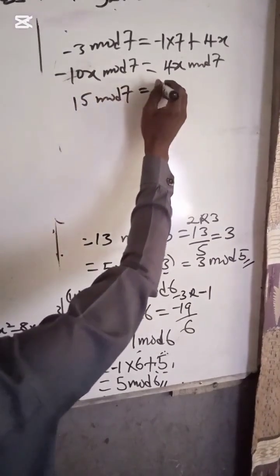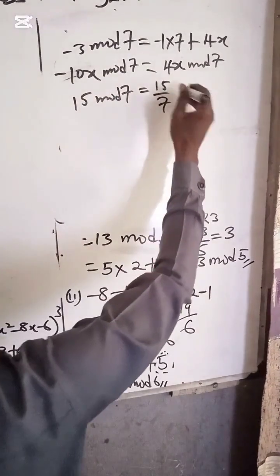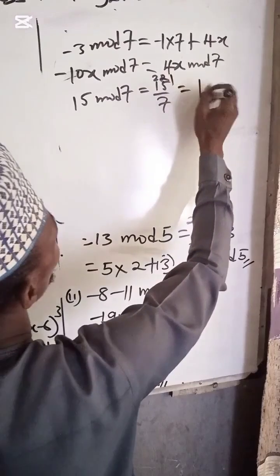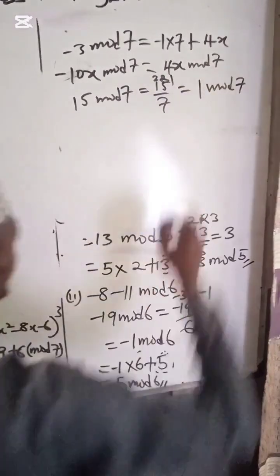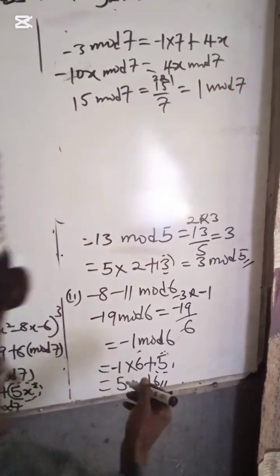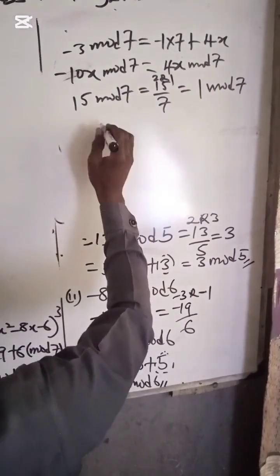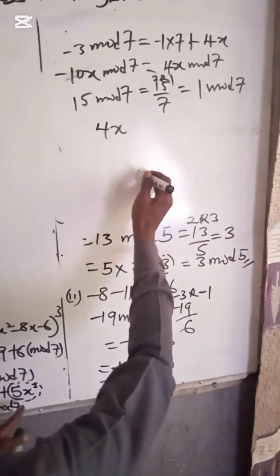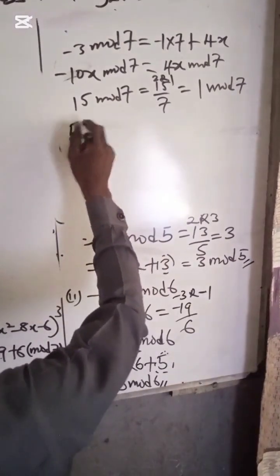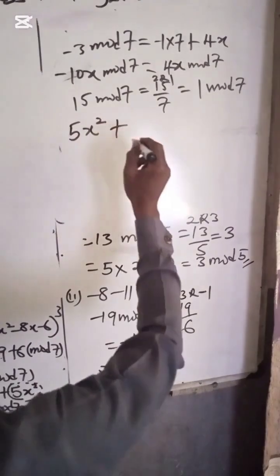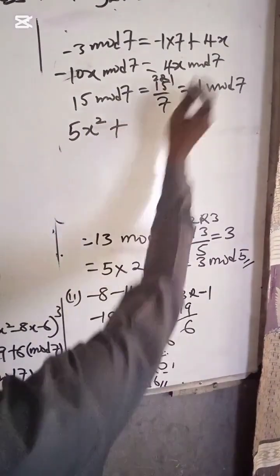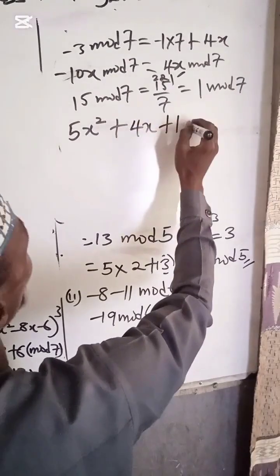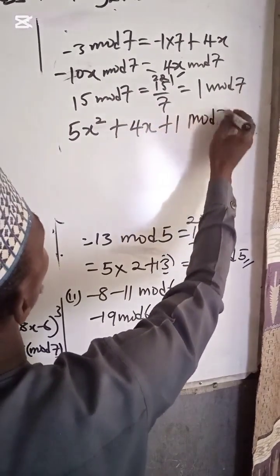15 modulo 7 is what? 15 divided by 7, which is what? 2 remainder 1. So you have 1 modulo 7. When we join all of them together, it means we are having what? 4x. Now the first one is what? 5x squared, pardon please, 5x squared plus 4x plus 1, all in modulo 7.